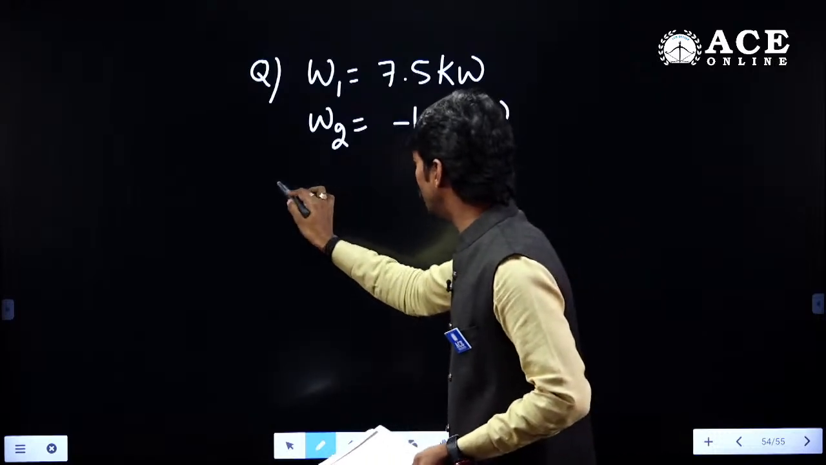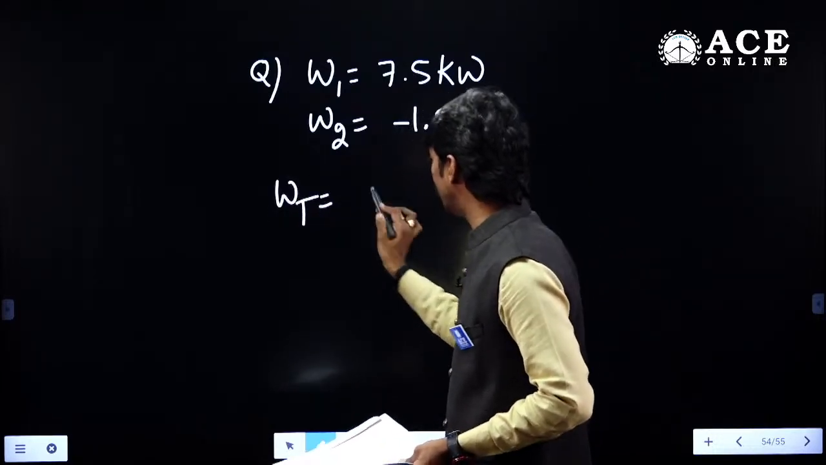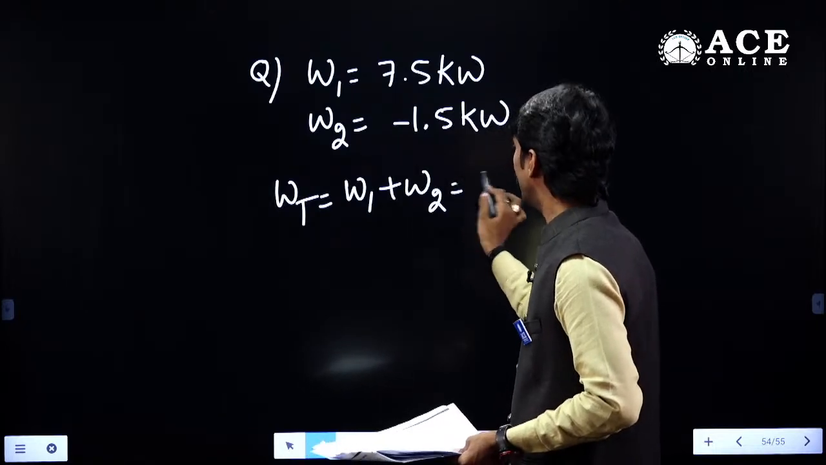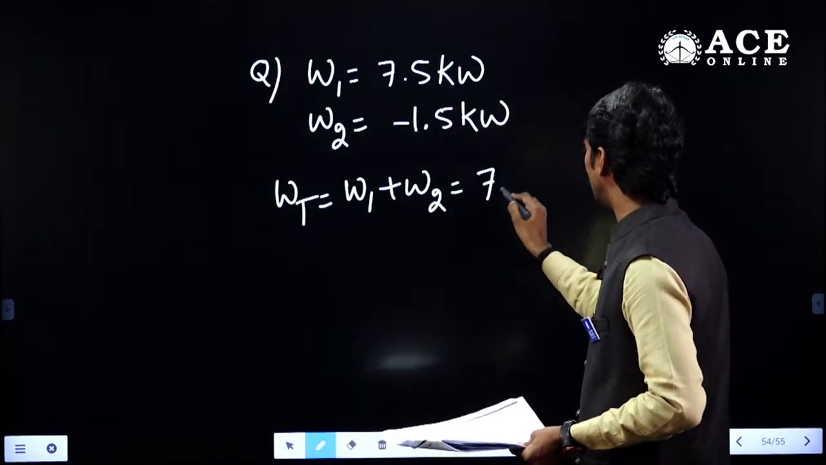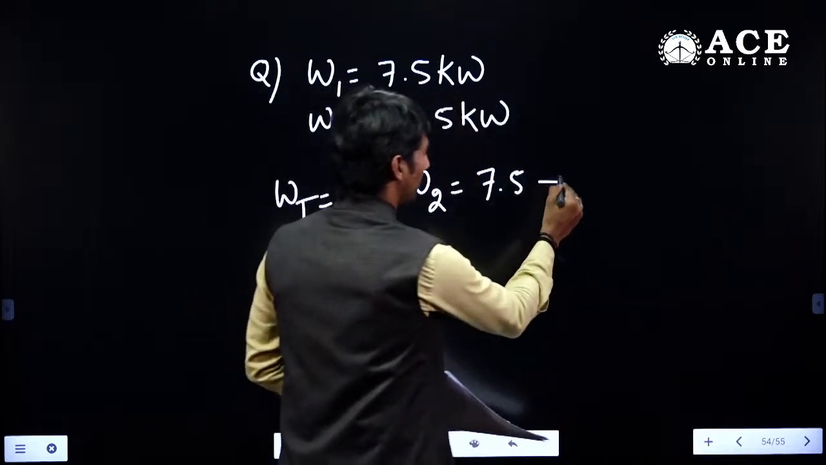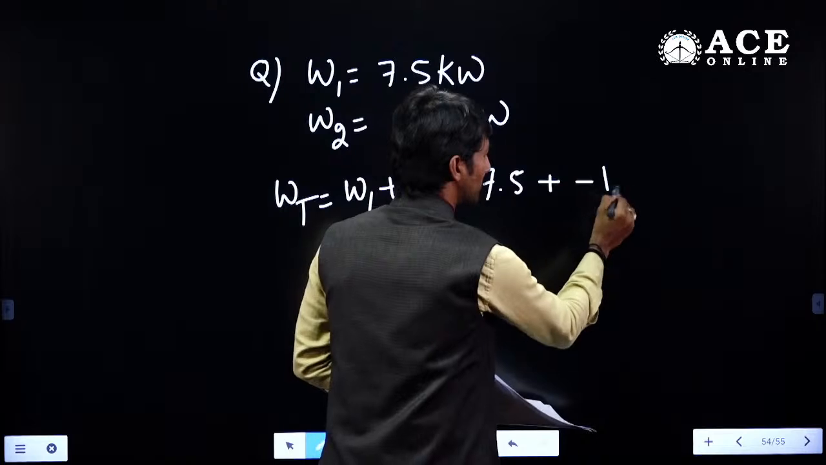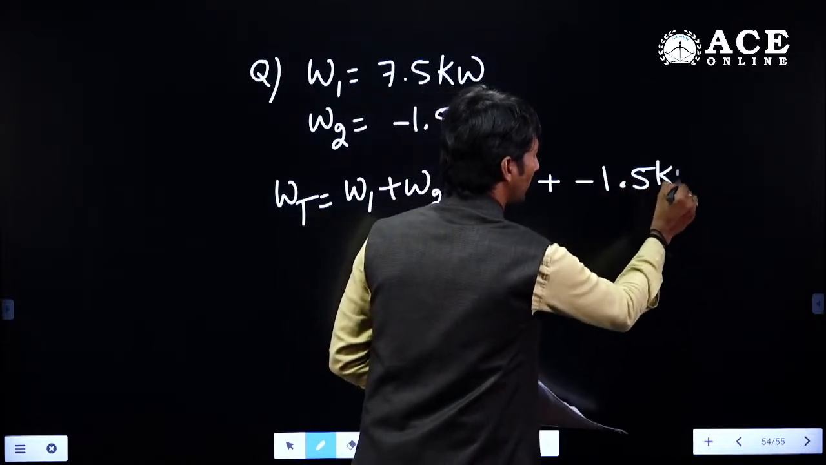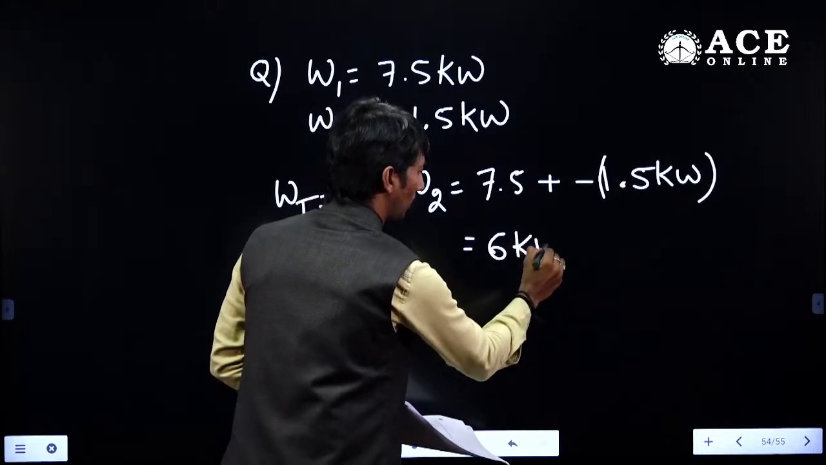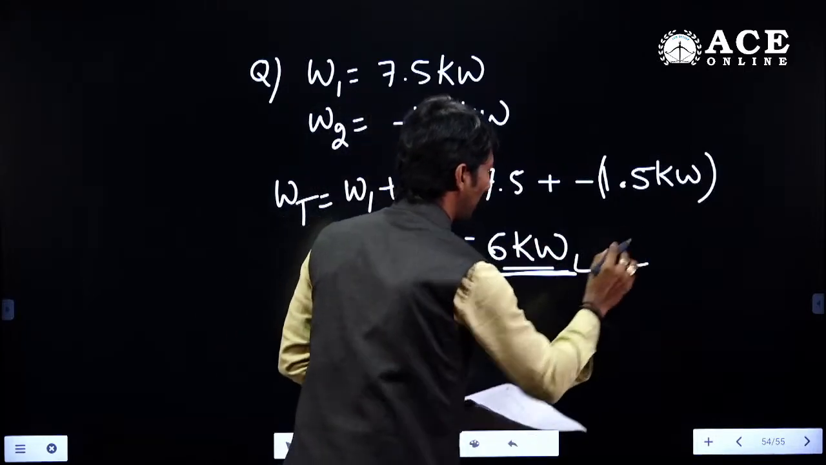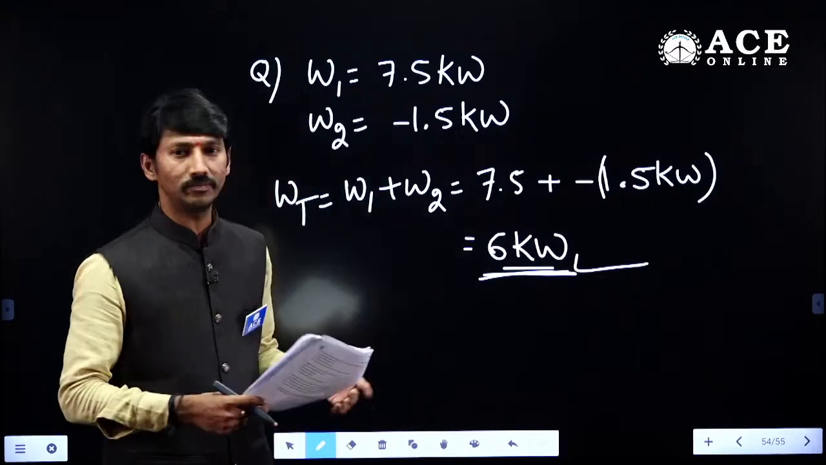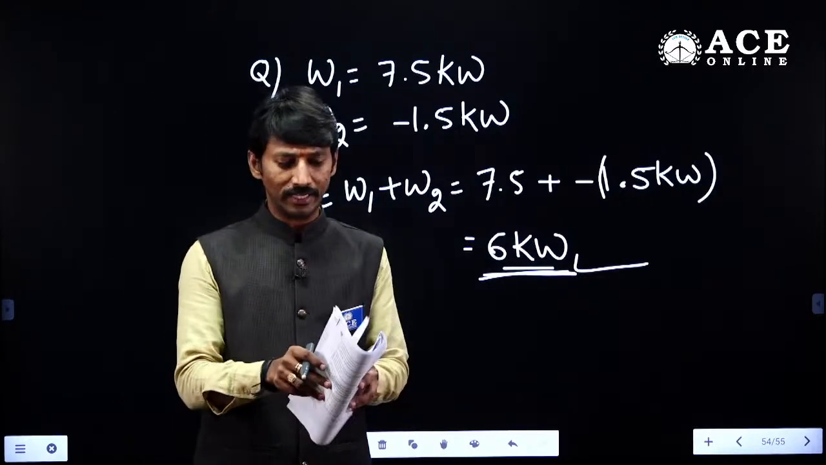So what is the formula? The total power formula is simply W1 plus W2. So the answer here is 7.5 kilowatt plus the second wattmeter reading, minus 1.5 kilowatt. Therefore the answer here is 6 kilowatt. This is the final answer. According to the given options, option D is the answer. Let us take the next question.